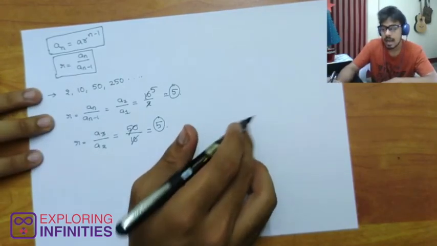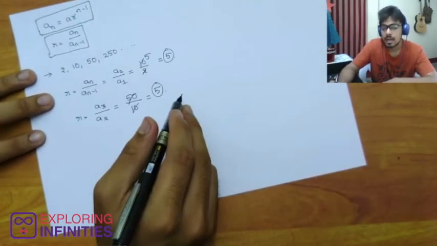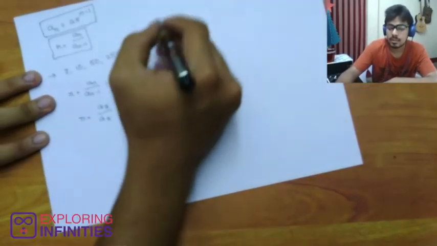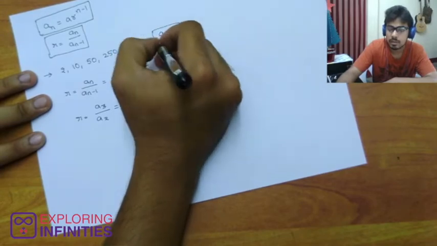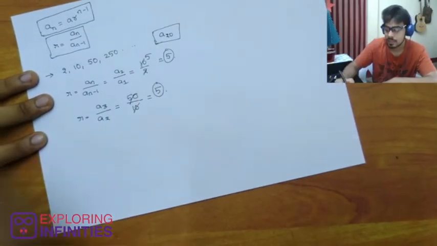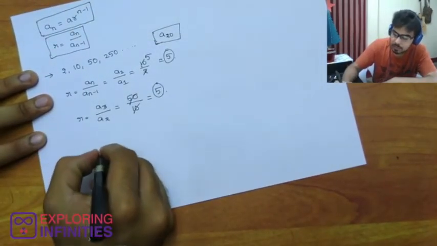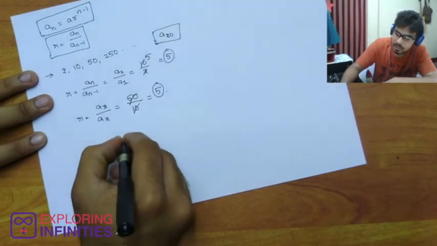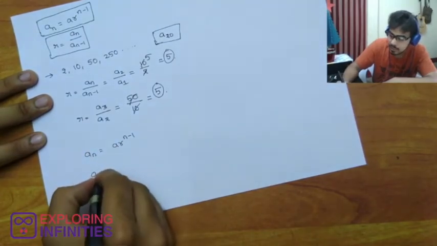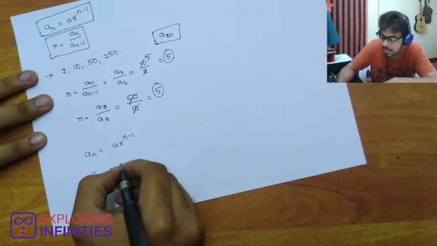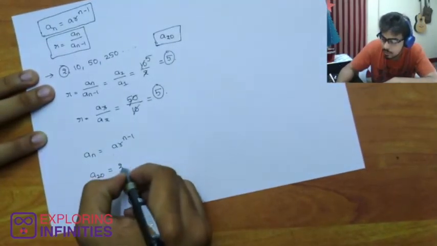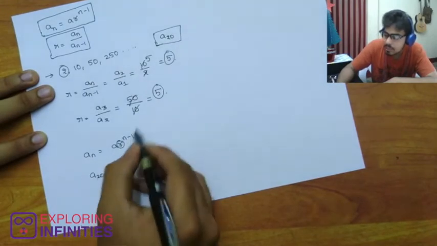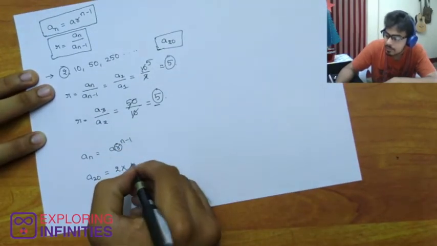Alright. And now in this series we are asked to find A20. Let's try to find it. It will be a big number, I guess. Let's find A20. An is equal to AR^(n-1). A20 is equal to A. What is A here in this series? 2. 2 into what is R here? R is 5. 5 power n minus 1.